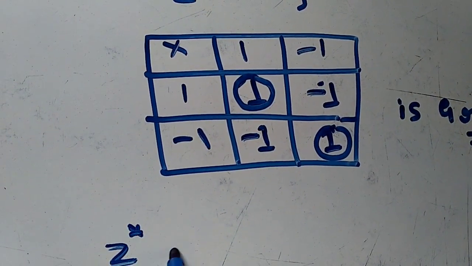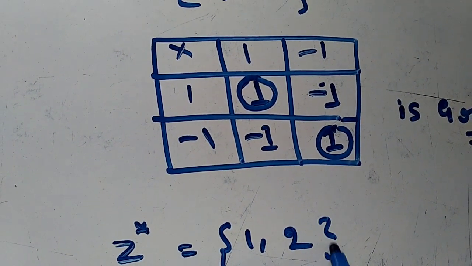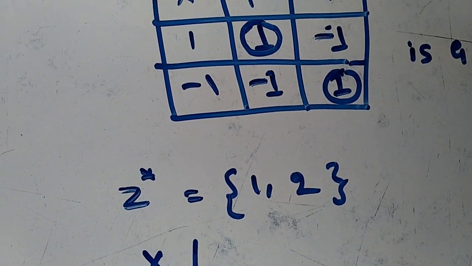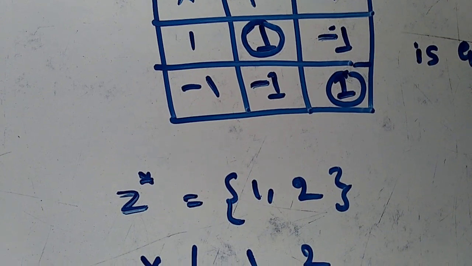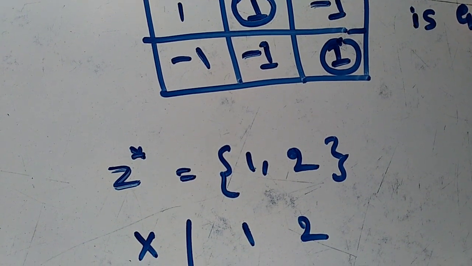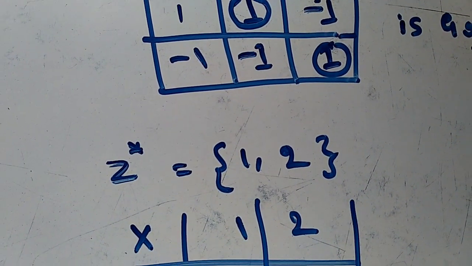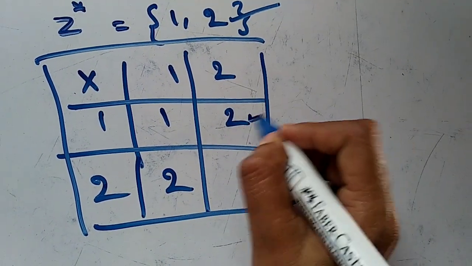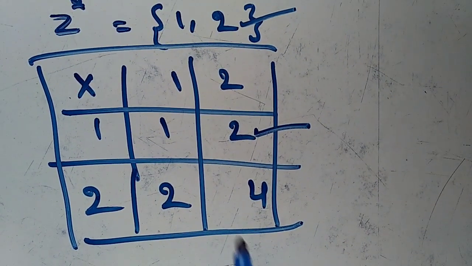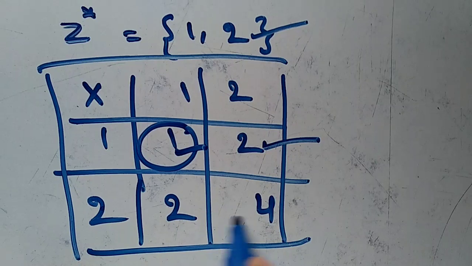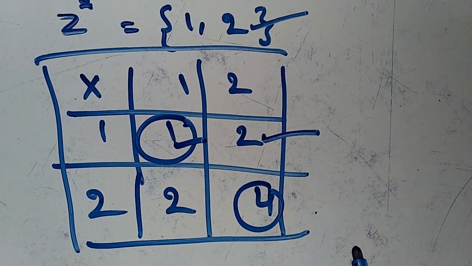I will take another example and show you whether it is a group or not. I am going to take 1 and 2 with respect to multiplication. 1 and 2 here, and 1 and 2 here. 1 times 1 is 1, 1 times 2 is 2, 2 times 1 is 2, and 2 times 2 is 4. Just look here now. In this table, in the set we only have 1 and 2. In the first row we have the identity element, but in the second row we don't have the identity element.